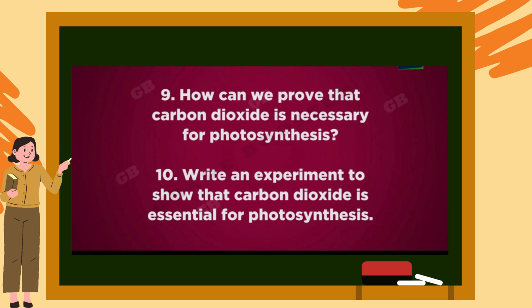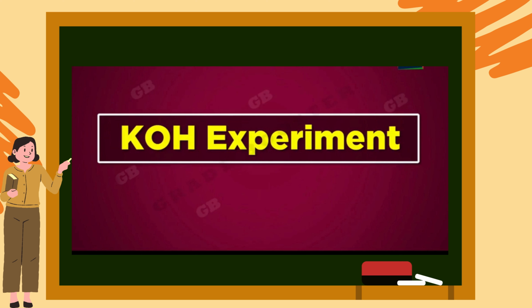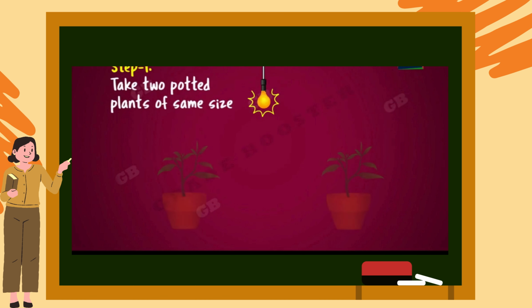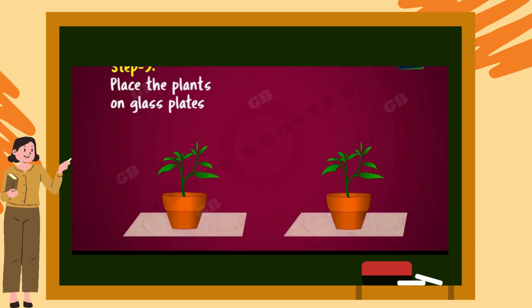How can we prove that carbon dioxide is necessary for photosynthesis? Write an experiment to show that carbon dioxide is essential for photosynthesis. We can prove that carbon dioxide is necessary for photosynthesis by a simple experiment. To do this experiment, we need 2 healthy potted plants of the same size. We have to keep them in a dark room for 3 days to destarch them. Place the plants on glass plates or smooth finish tiles.